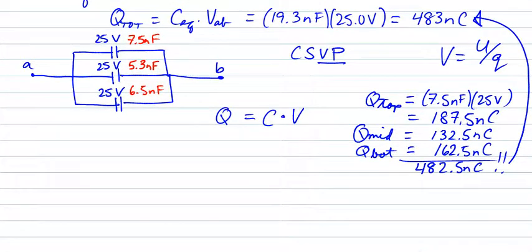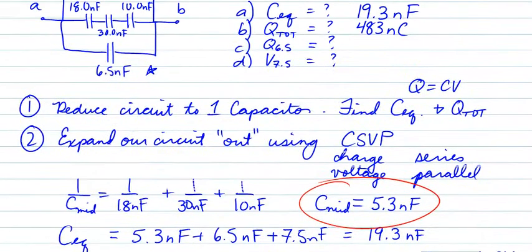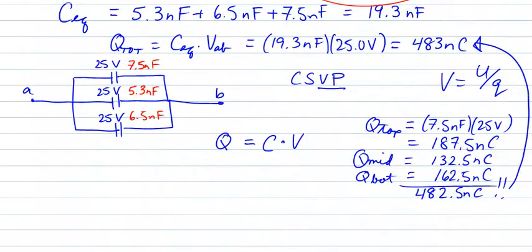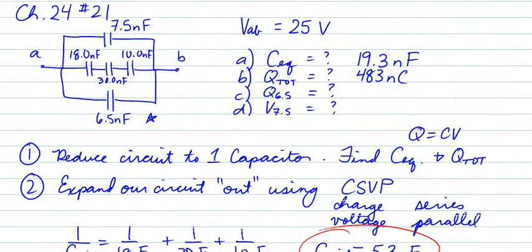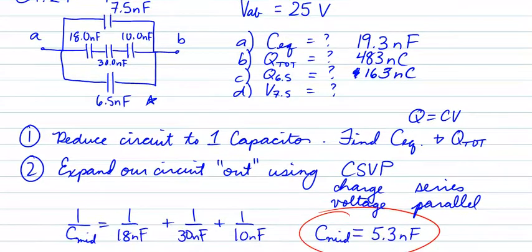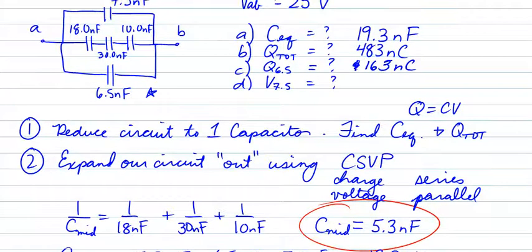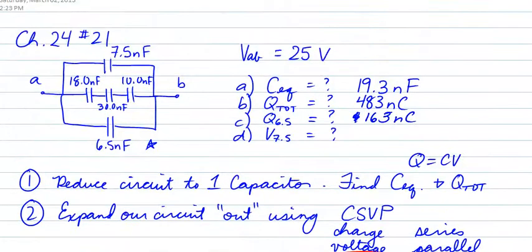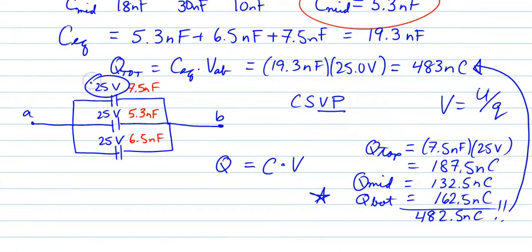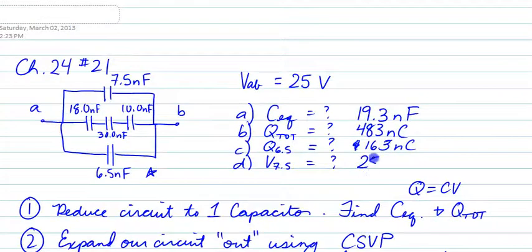Okay, so if you wanted to know for part C the charge that flows through the 6.5 nanofarad capacitor, well, we know that that's going to be the charge going through the bottom, so that is 162.5. We can just round that up to 163 nanocoulombs. And then finally, we need to know the voltage across the 7.5 nanofarad. Well, looks from our diagram like we don't need to worry about it. It's simply 25 volts.